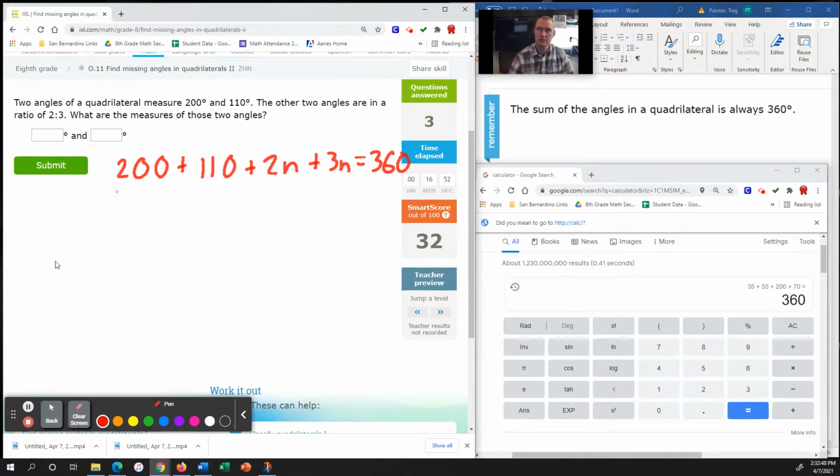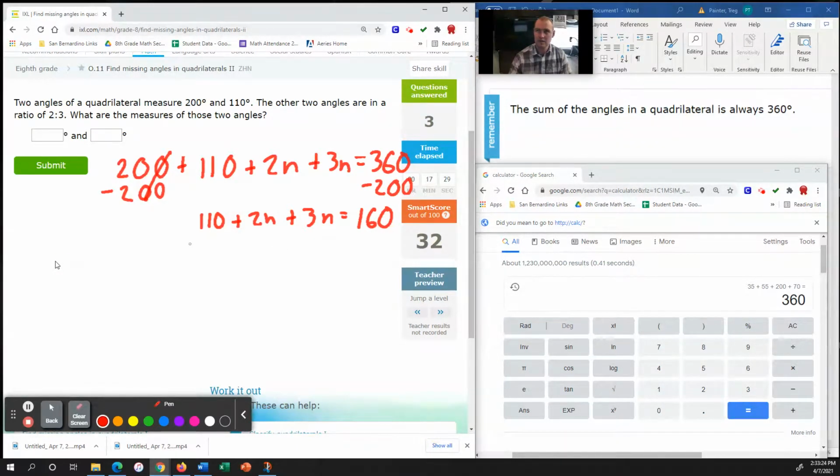All right, next step, what we're going to do is we're going to take 200 and subtract it out from both sides. The goal is to get n on one side by itself, which is our variable, and our numbers on the right side. So 200s are out. We have 110, bring it down, plus 2n plus 3n equals 360 minus 200. This one looks very familiar because I believe that is 160.